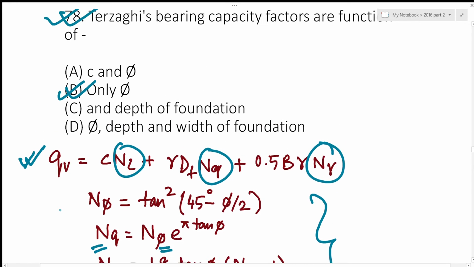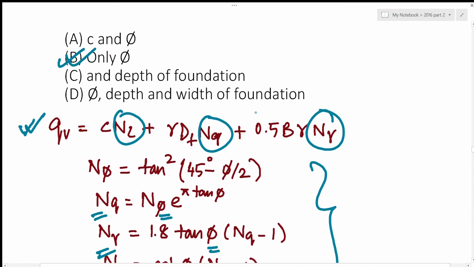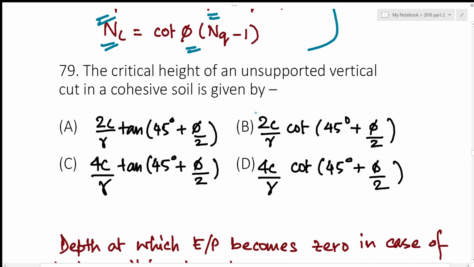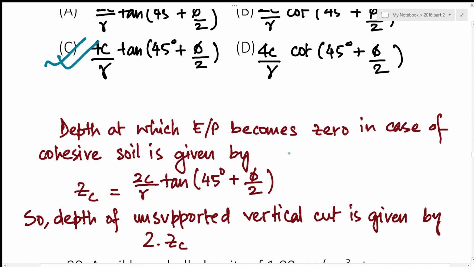So the answer for this particular question, Terzaghi's bearing capacity factors are functions of phi only. Now the critical height of an unsupported vertical cut in a cohesive soil. The answer for this particular question would be 4C by gamma root K, or 4C by gamma tan(45 plus phi by 2).